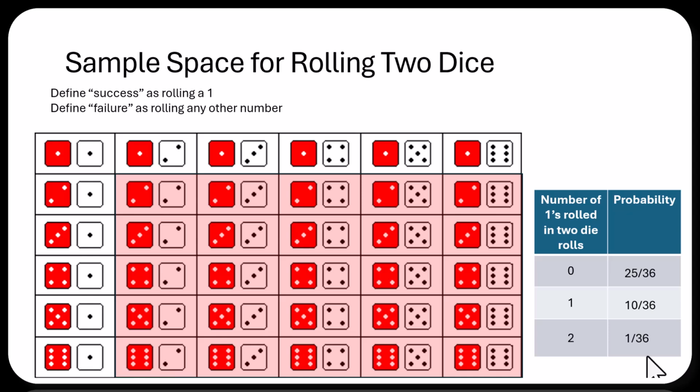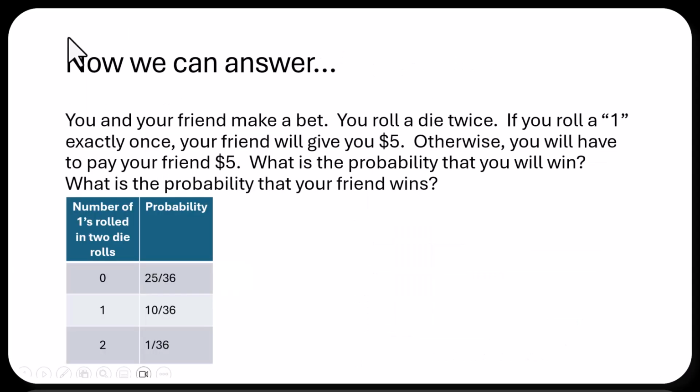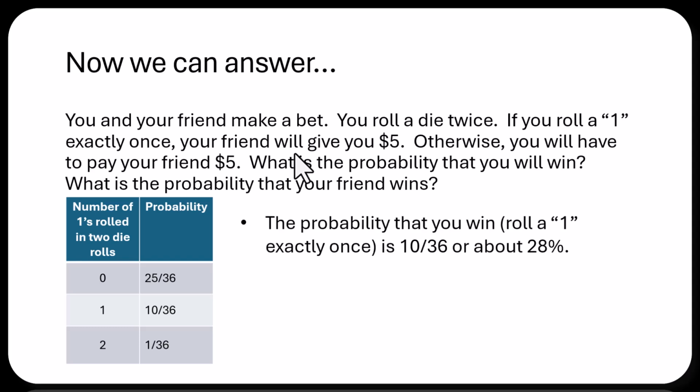So now I have all the information I need to determine what is the likelihood that I win that bet. So let's use the discrete probability distribution that we generated to answer this question. So what is the probability that you win? Well, remember, the conditions for you winning is that you roll a 1 exactly once. And as you can see from the table, the probability of that is 10 over 36, which is about 28%. In other words, you win about a quarter of the time.